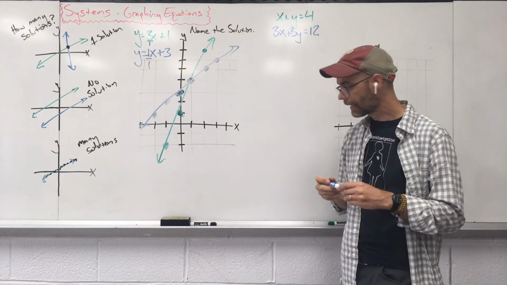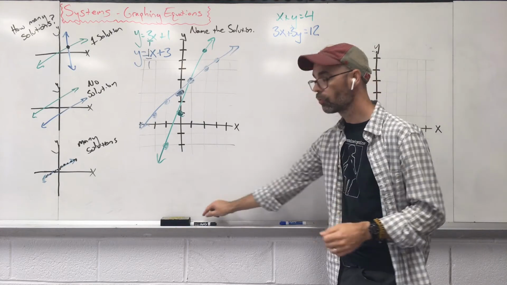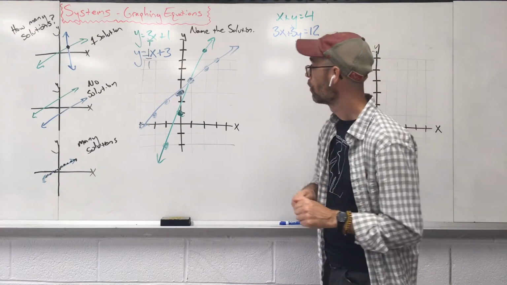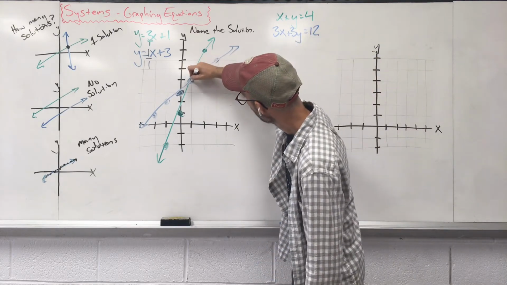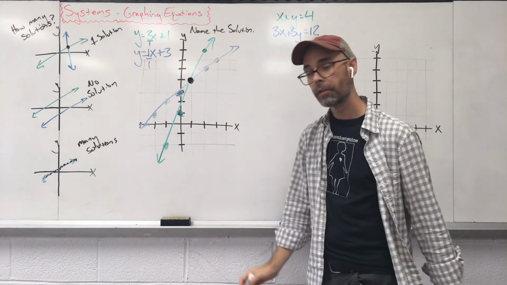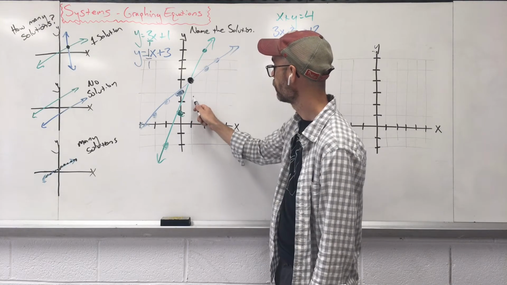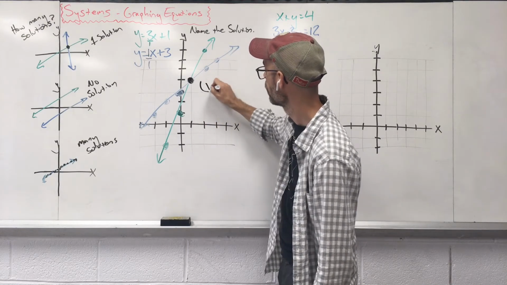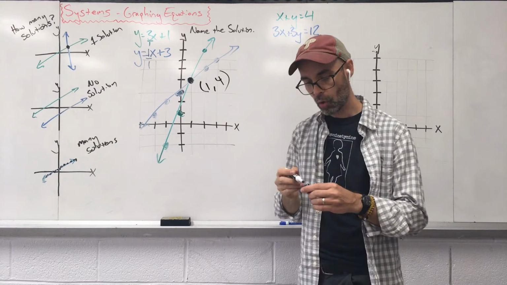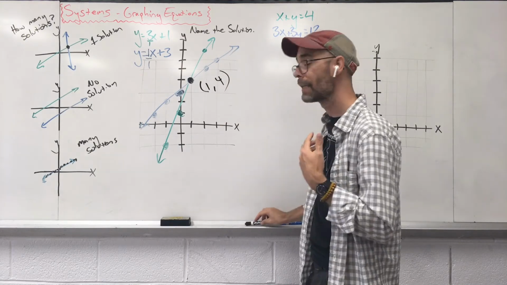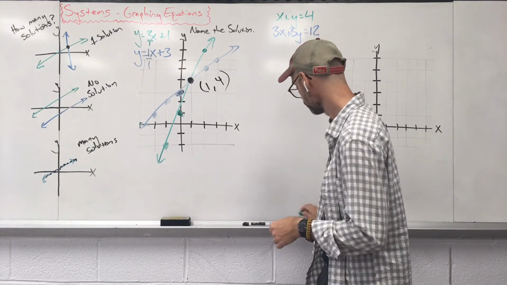I want to know exactly where these two lines end up touching each other. Well, we end up meeting right there. We have one solution. What is that one solution? 1, 2, 3, 4, 1 comma 4. We always want to state what the solution is if we can state what the solution is.